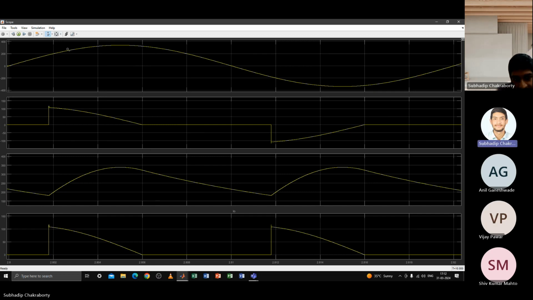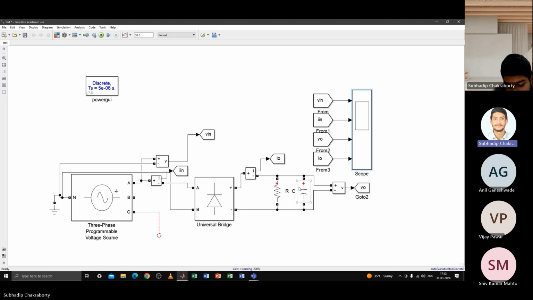If you increase the capacitance value, you will also see that. So if you find the fundamental component of this input current, it will be leading in nature. So the distortion factor is not unity, and the displacement power factor is also leading in nature. That's why, if in an exam someone asks you about RC loads connected to a diode bridge rectifier and what the power factor is, don't say it is unity, okay?